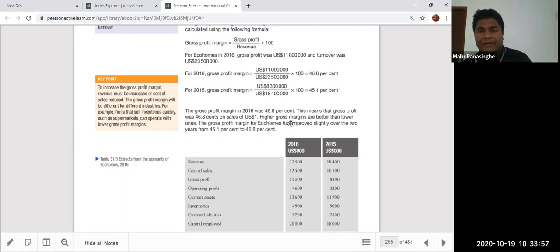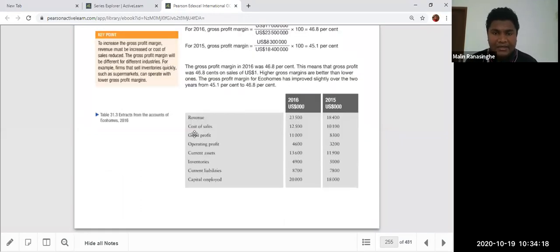But anyway, what we will do is compare and contrast those two figures. Previous year this much, this year this much. Is there a positive momentum or negative momentum? Going up or going down? That's the basic comparison you have to make in this kind of calculation. So I hope you understood that part.